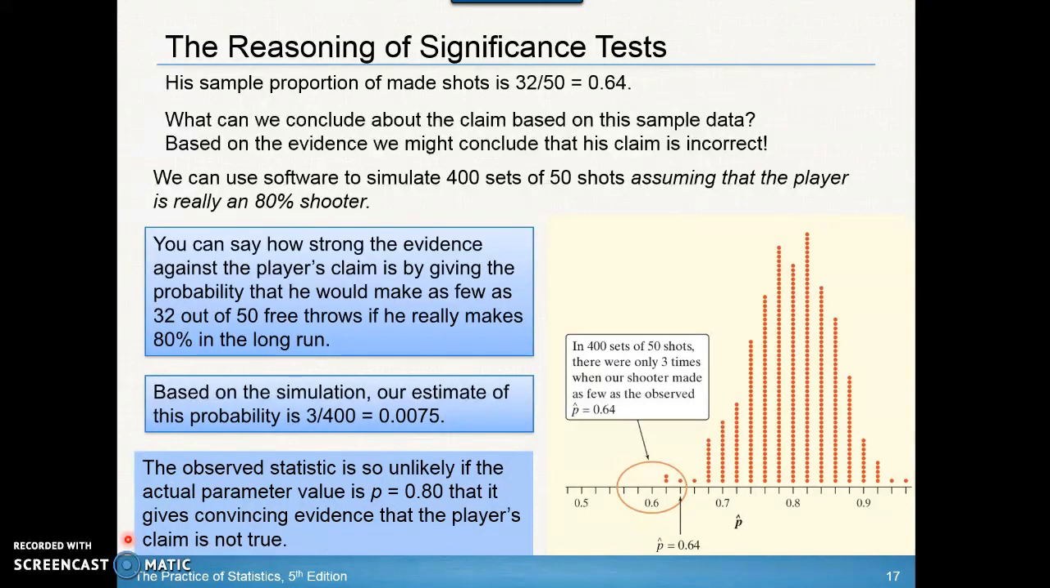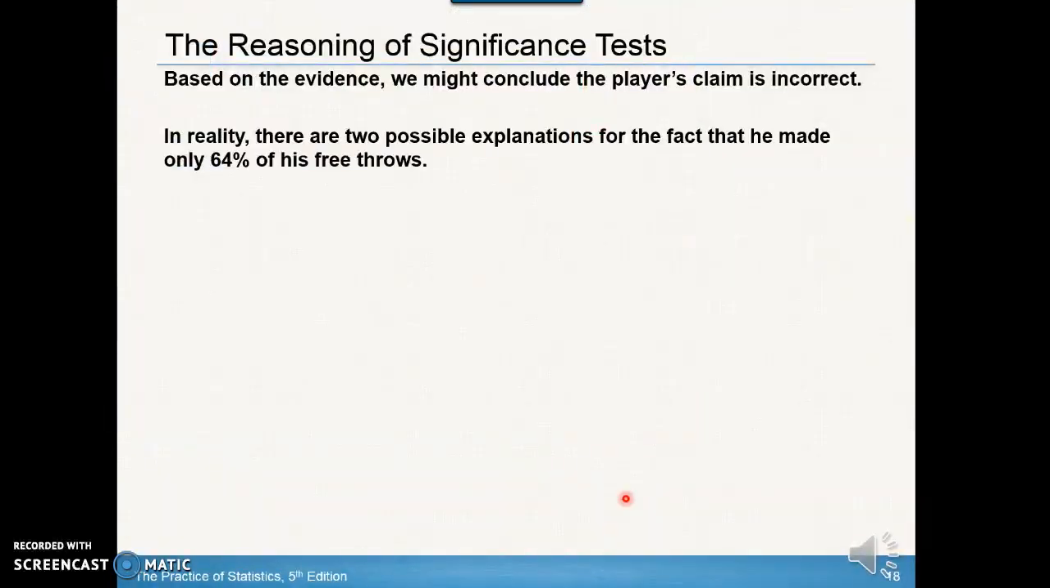We're assuming that the player's claim is true. If the claim is in fact true, then when I did this experiment, he should have made it closer to 80% of the time. But since he didn't make it close to 80%, and if he really did make 80% of the time, the probability of this occurring is very, very low. And since that probability is very low and it still occurred, that gives us evidence that his claim is incorrect.